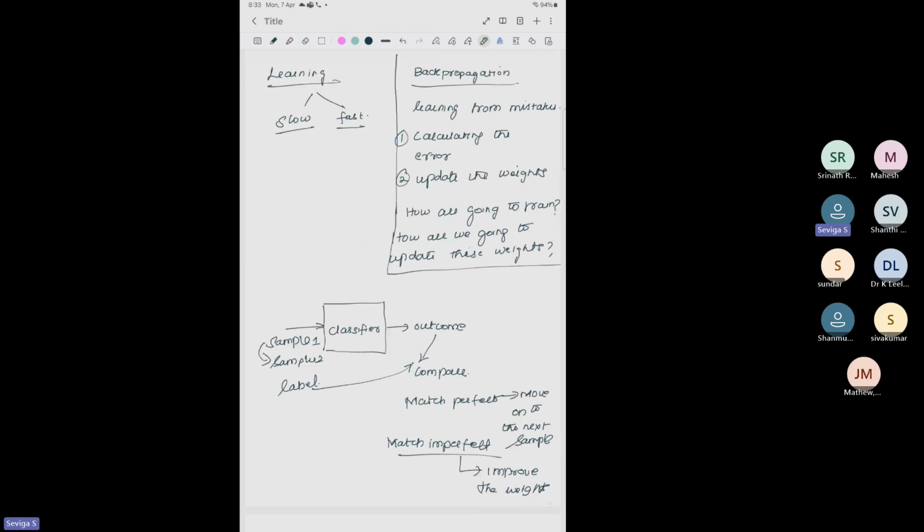we started with backpropagation. Backpropagation is learning from the mistakes. So how do we learn? We calculate the error and update the weights. And how we are going to update the weights is the backpropagation algorithm.